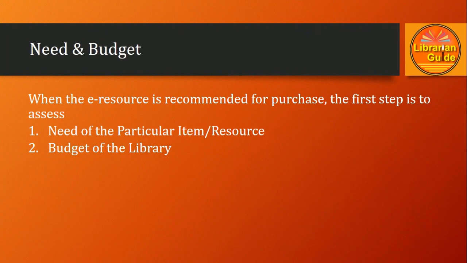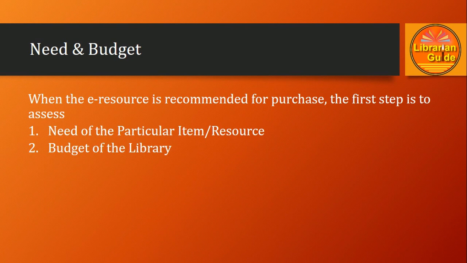The first thing in order, as I mentioned in the overview, is that when a resource is recommended for purchase, the first step is to assess the need of the particular item in the library and the budget of the library. What happens if the user, or the authorized user who is eligible to recommend any document for subscription or purchase in the library, recommends a resource and it comes to the library? The first thing, as we discussed in the previous video, is the need of that particular item or resource in the library.